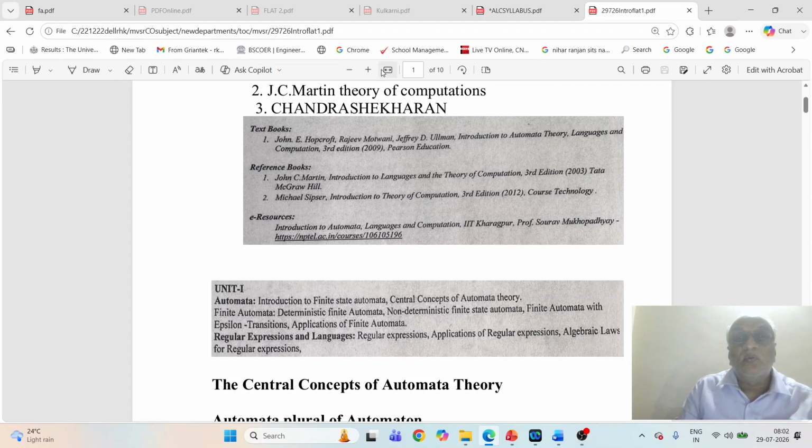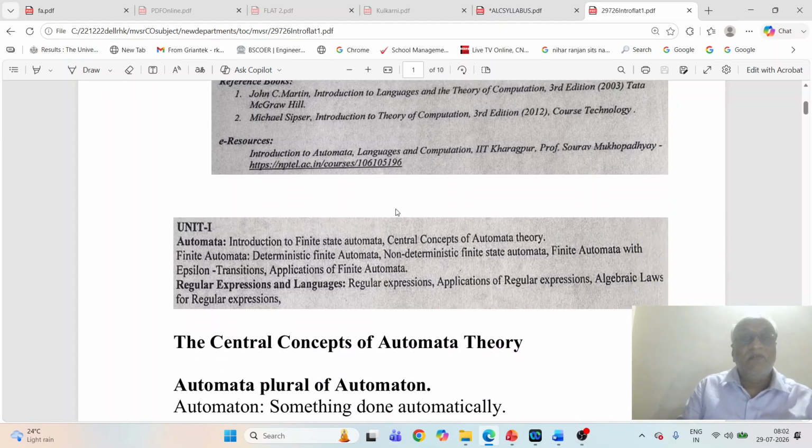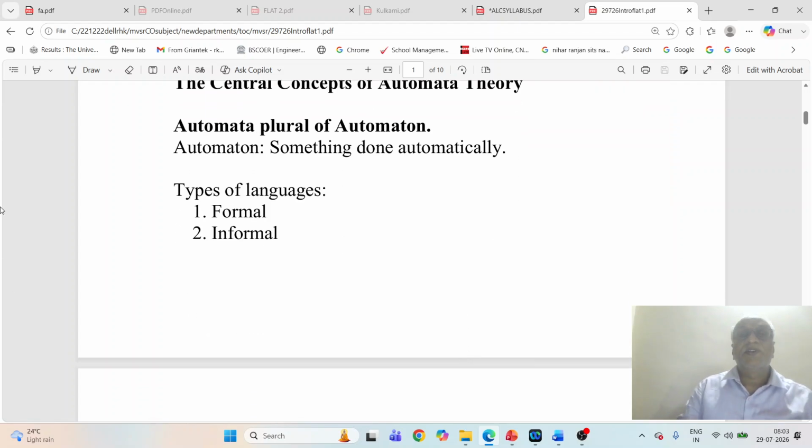Now coming to Unit 1, wherein we need to discuss the central concept of automata theory. Let us look at the first word, automata. Automata is the plural of automaton. And what is the meaning of automaton? The meaning of automaton is something done automatically.